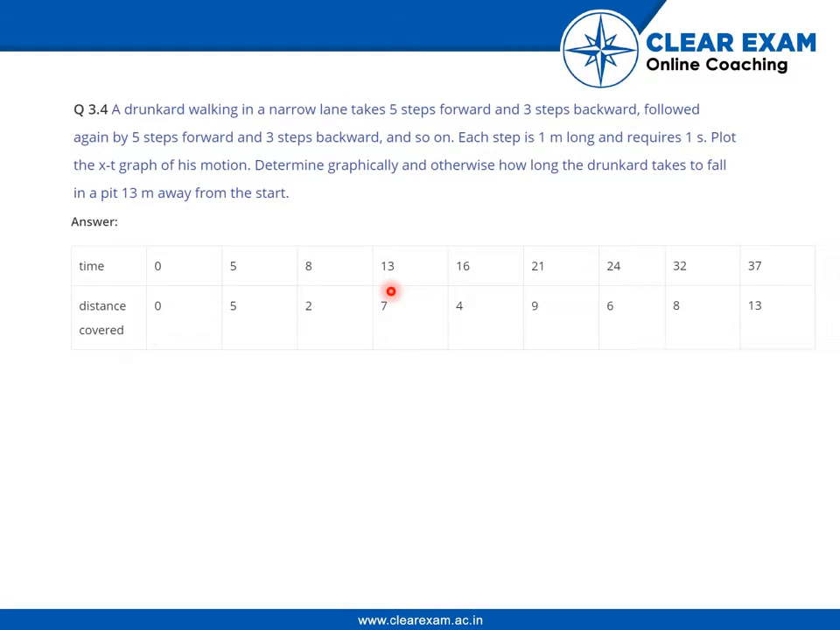So eventually we need to determine the time when he is 13 meters away from the starting point, which is when x would be equal to 13. By following the similar steps, we can see the t would be equal to 37 seconds when the distance covered is 13 meters. Right? Now let us move to the graph.